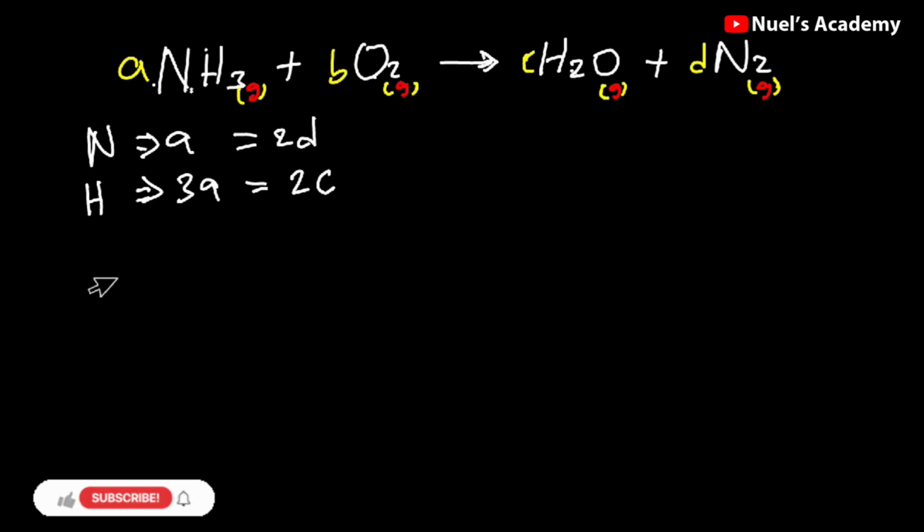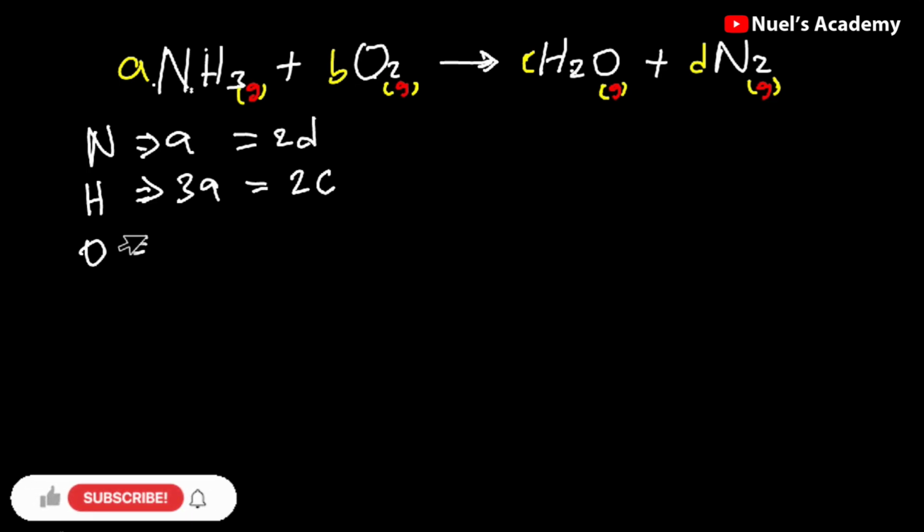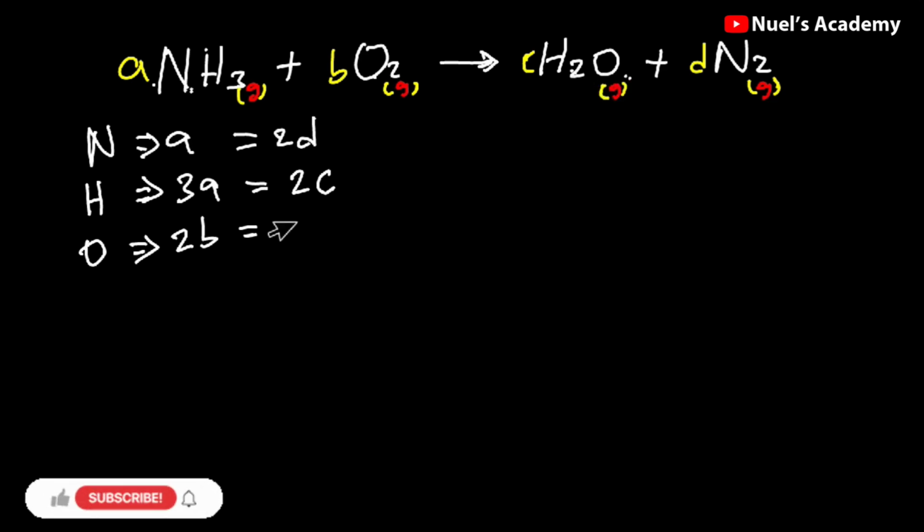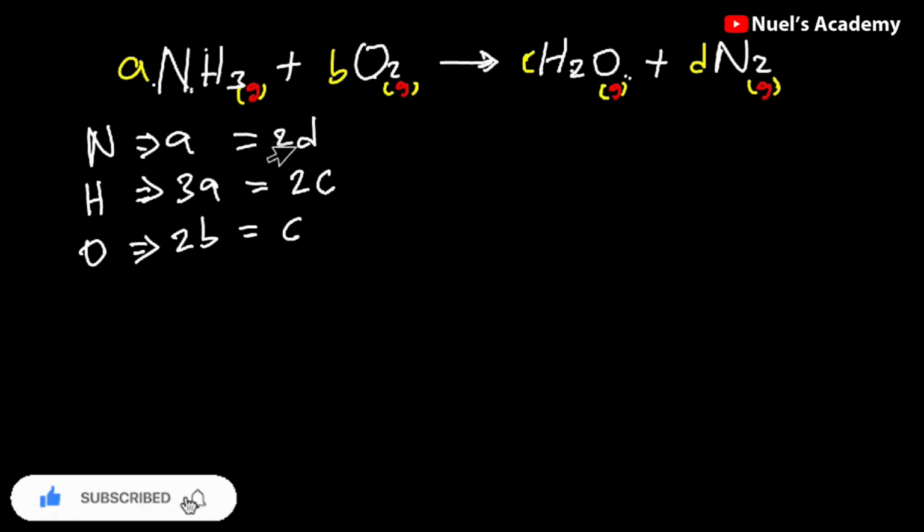Now for oxygen, for the reactant side, we have 2 times B, so this is 2B equal to. Now for the product side, oxygen here is 1, times C, which equals C. So we are done creating the equations for this chemical reaction. The next thing we're going to do is to pick one of these variables and assume it to be 1. In this case, we are going to pick D to be 1.